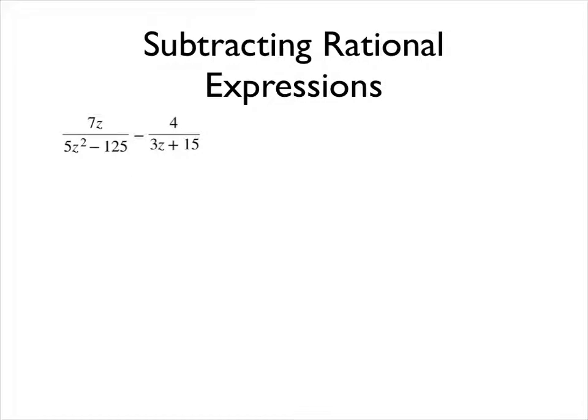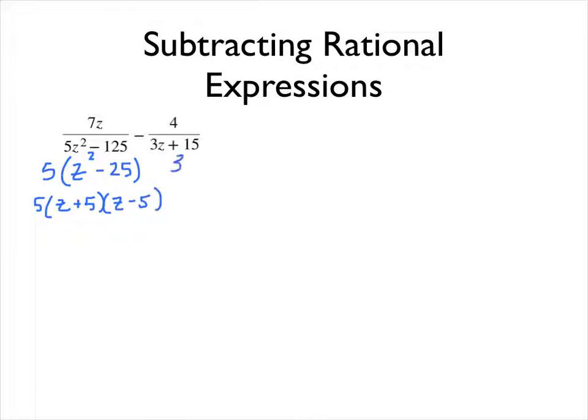How exciting. Now we're going to subtract rational expressions. So let's factor and figure out our LCD. If you'd like to pause it and try it, you're more than welcome. But I'm going to go ahead and jump right in with 2 feet. So this one, if I factor out a 5, I'm going to have z squared minus 25. So that's a difference of squares. So z plus 5, z minus 5.